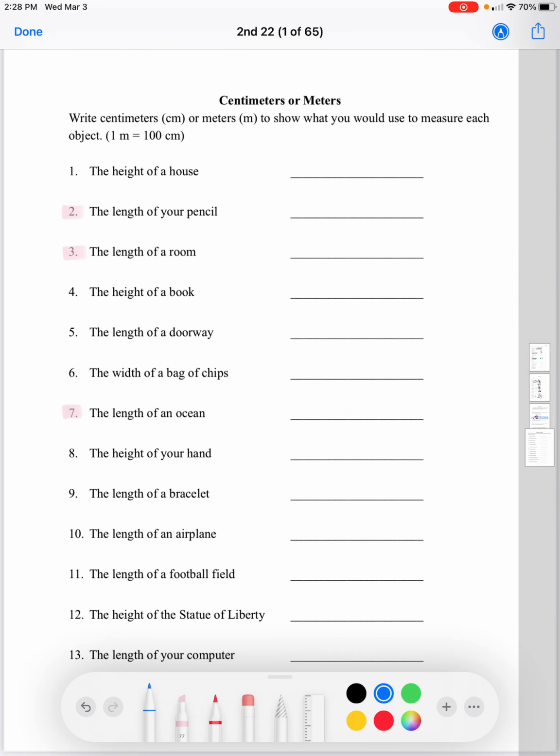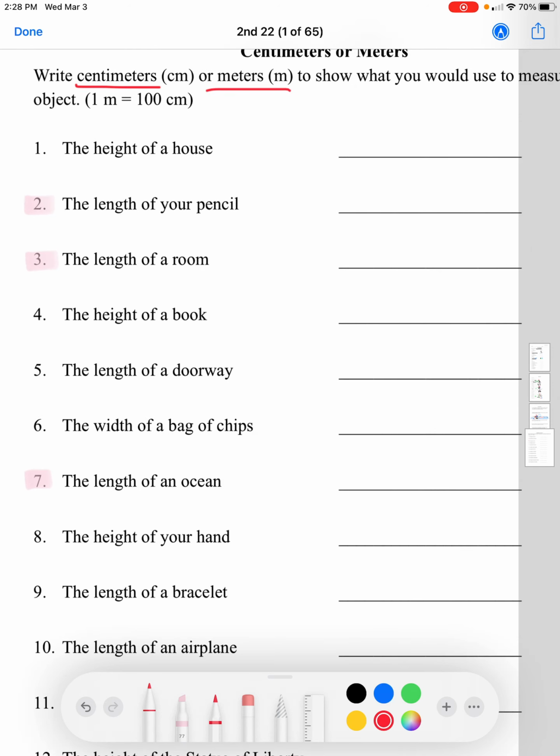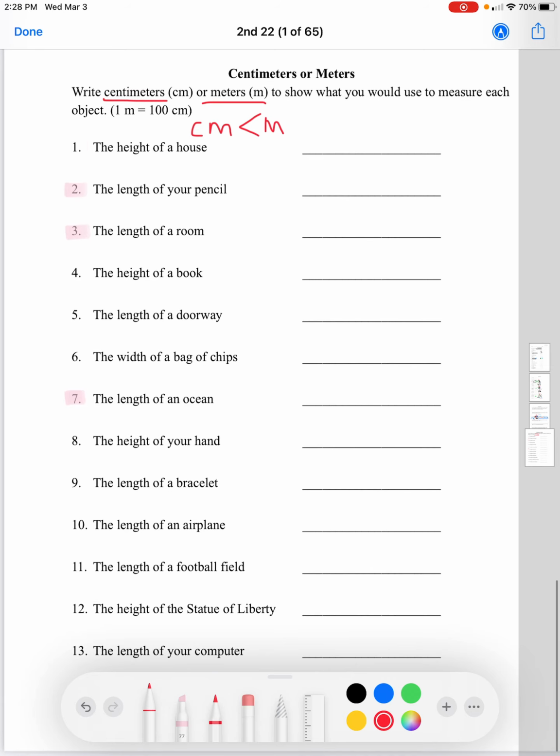Lastly, let's go over centimeters or meters. The directions say to write either centimeters or meters to show what you would use to measure each object. And it gives the factor for converting. 1 meter equals 100 centimeters. So that means centimeters are smaller than meters because it takes 100 centimeters to fit into a meter. So with that being said, let's look at the length of your pencil. The length of your pencil is small enough to measure using centimeters. So we would write centimeters.